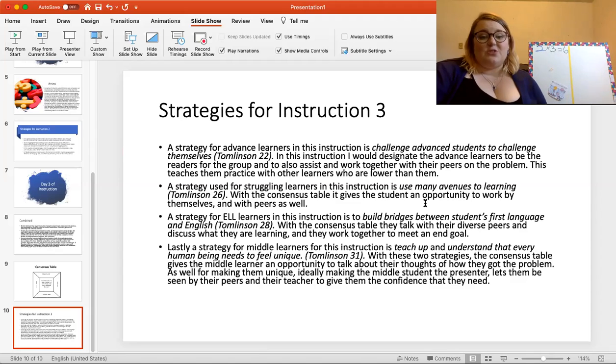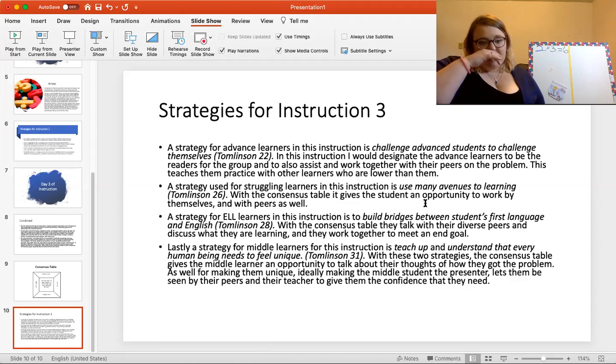A strategy I've used for struggling learners in this instruction is to use many avenues in learning. With this consensus table, it gives the student an opportunity to work by themselves and with their peers. Many different students need that, they either need to work on their own or have someone work along with them.